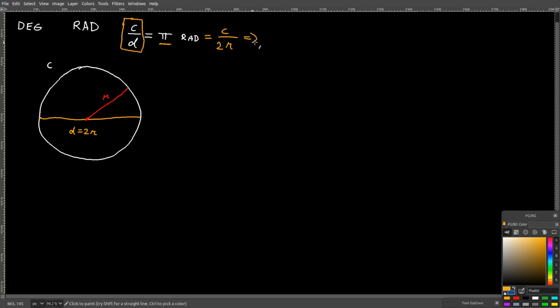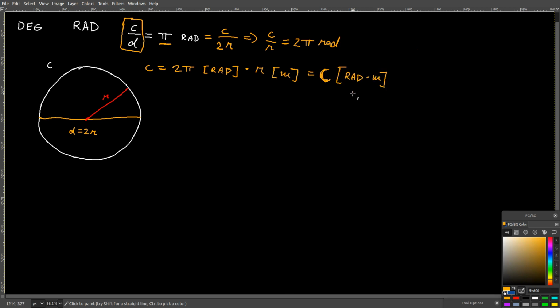I can also say that c over r equals 2 pi radians, or c equals 2 pi radians times r meters. Thus, c is in radians times meters. However, remember that radians is dimensionless. It's a ratio of meters over meters. Therefore, radians times meters equals meters over meters times meters, which is simply meters.